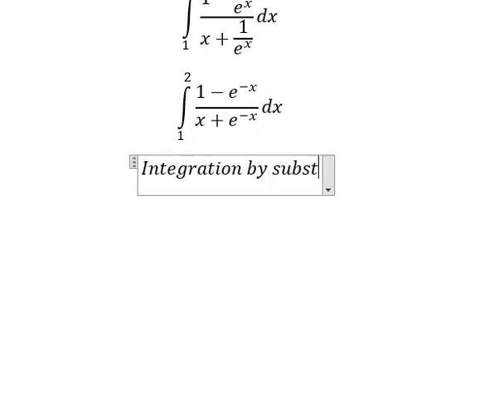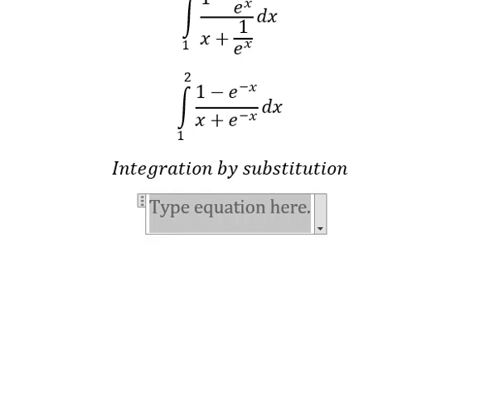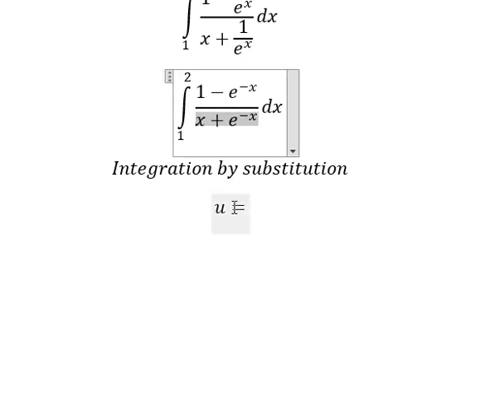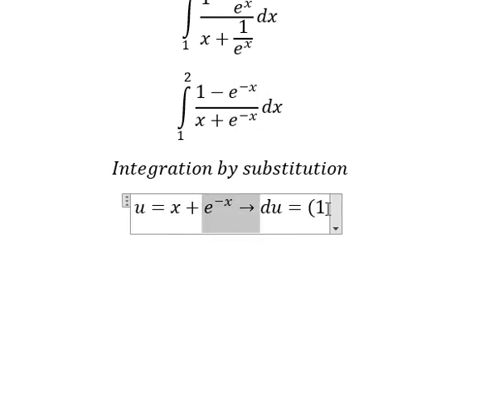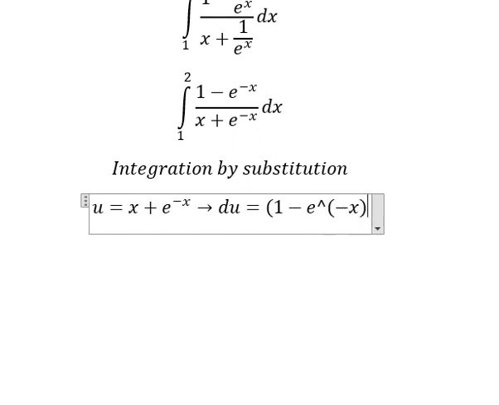by substitution. So I will put u equals to this one. After that, we need to do the first derivative for both sides. This one we have number 1. This one we have negative e to the power of negative s ds.